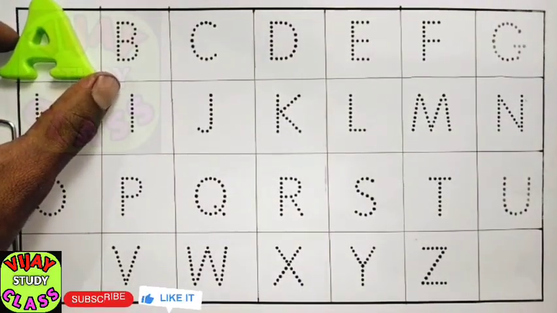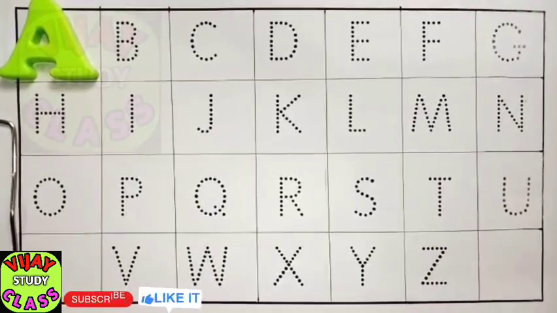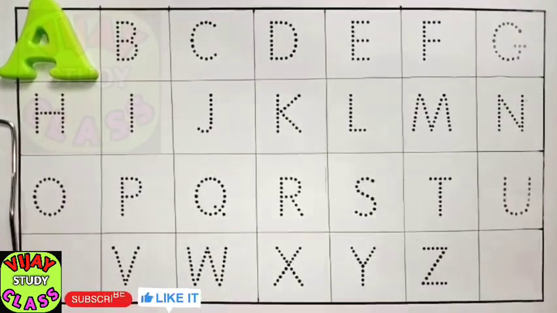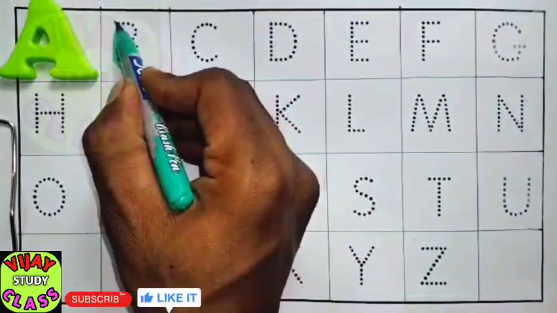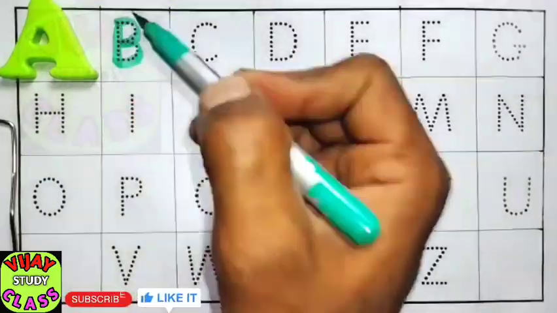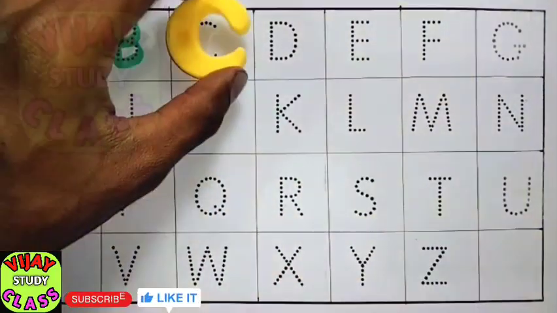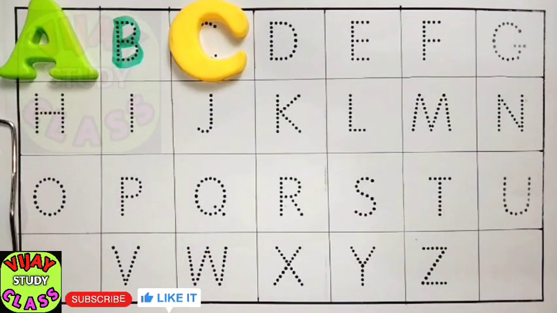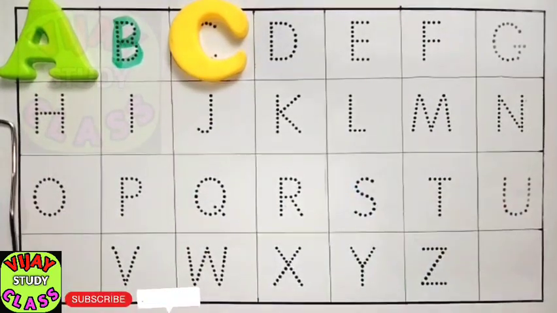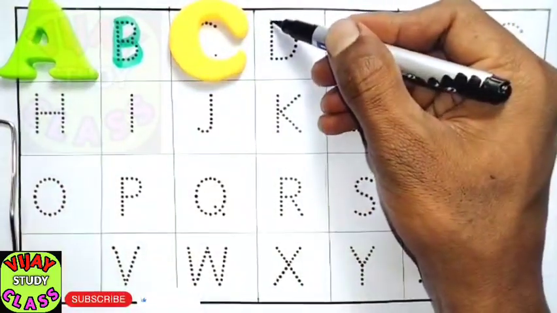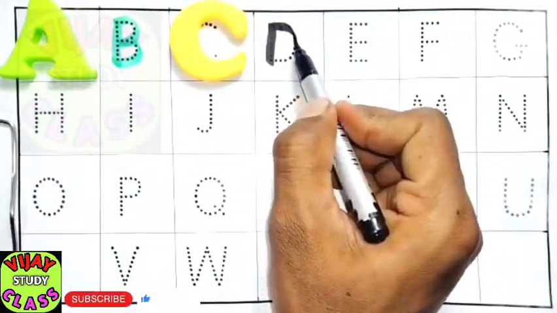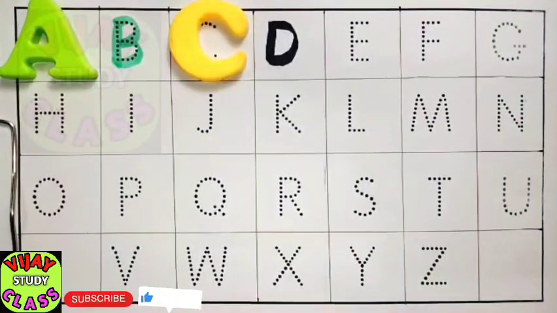A for apple. B for banana. C for cat. D for dog.